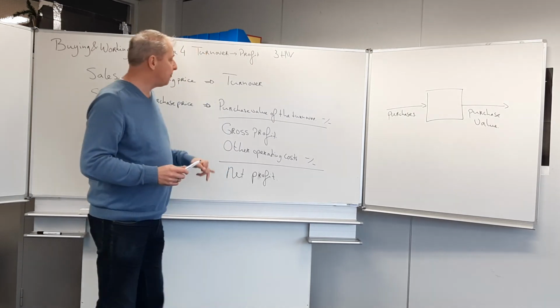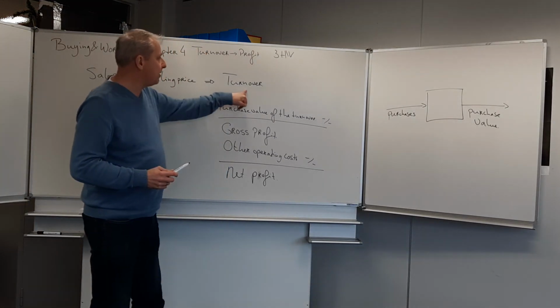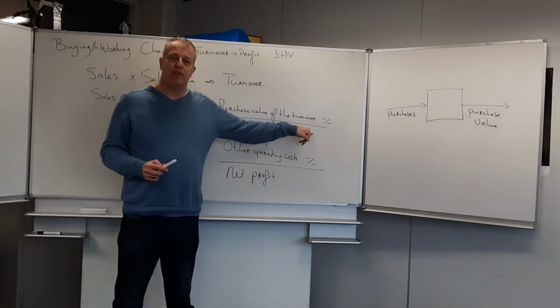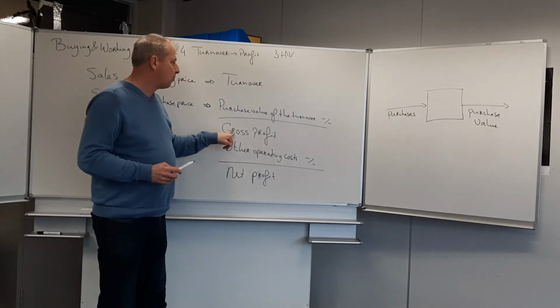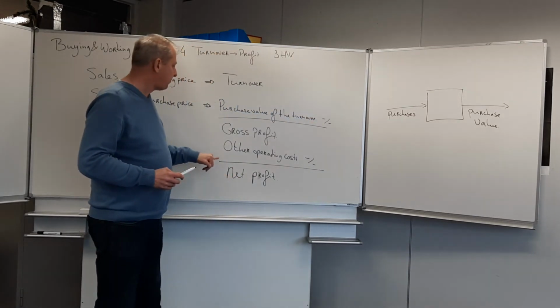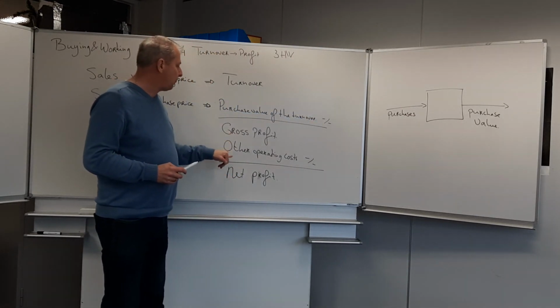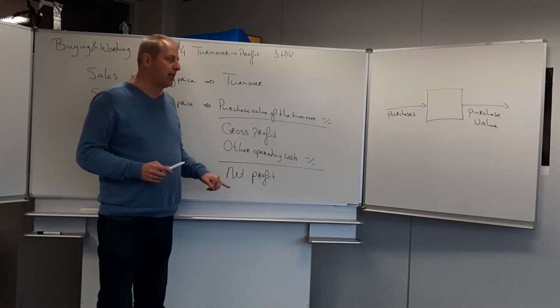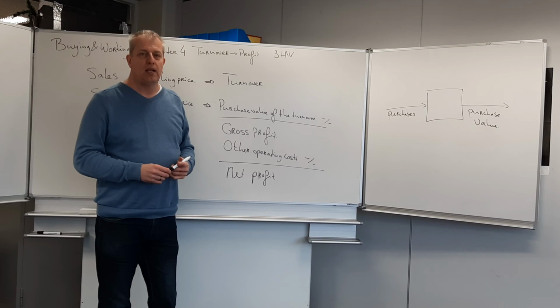Well, what you have to take into consideration is you have your turnover minus your purchase value of the turnover is your gross profit. So this is the minus. And then your gross profit minus the other operating costs gives you your net profit.